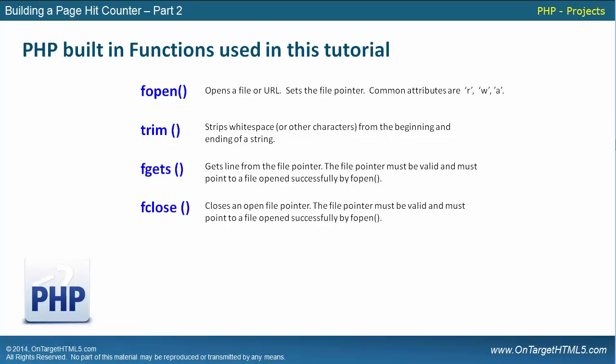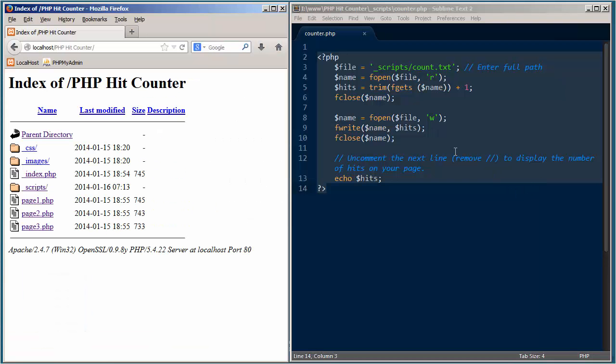And fclose closes an open file pointer. The file pointer must be valid and must point to a file opened successfully by fopen. And you'll notice that inside these parentheses, when we were actually going back and forth inside of our tutorial, hang on, let's go down for 1 second and look. You'll notice that inside the parentheses, we were putting the name of the file and the attributes that we were looking at. For instance, when we opened up the fopen, it asked, what are we opening? We're opening this file, which we designated the variable. Remember, this variable holds that scripts count.txt. The path to the file is stored in that file variable.